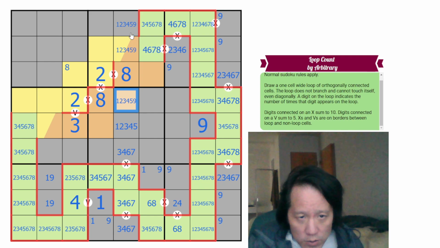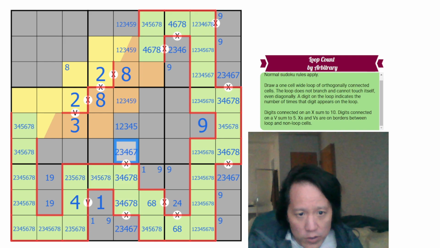This could not be on the loop. So this would have to be on the loop. It cannot be 2, 3, 4, 1, or 9. So this would have to be 5. This can't be 2, therefore this is 2. Okay, so this is also 2 or 4. So we know this is 2 or 4.